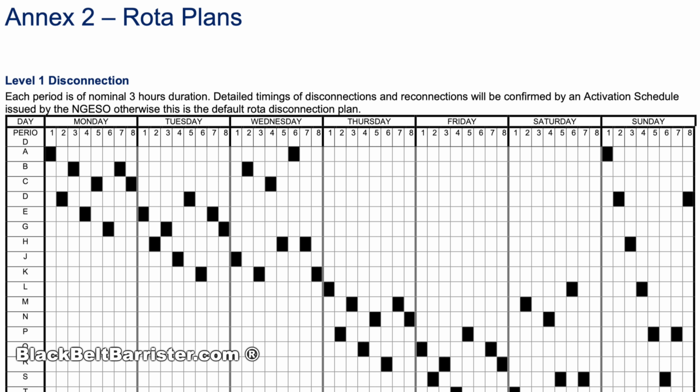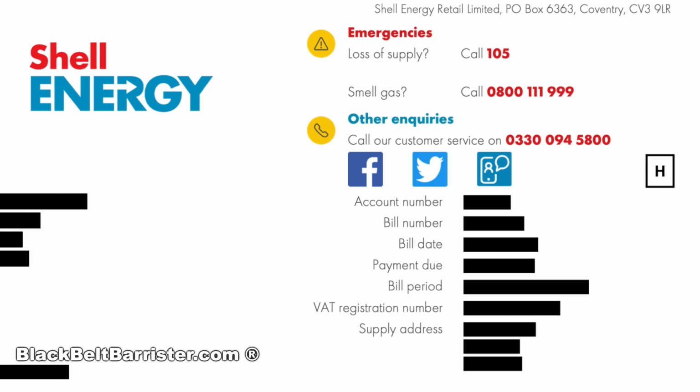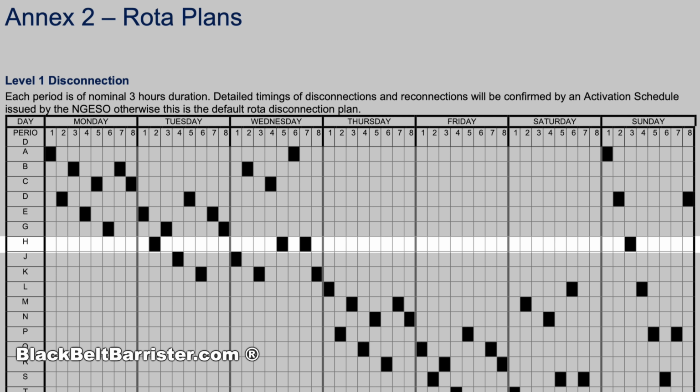Well, if you look at your bill, such as this one here from Shell, you will see an H in a square box over on the right hand side. Now yours might be somewhere else on your bill, but it will look hopefully a little something like that, so you'll be able to determine what block you are in. Taking this one as the example for block H, we can move back to this timetable for level 1 disconnection and look at row H.